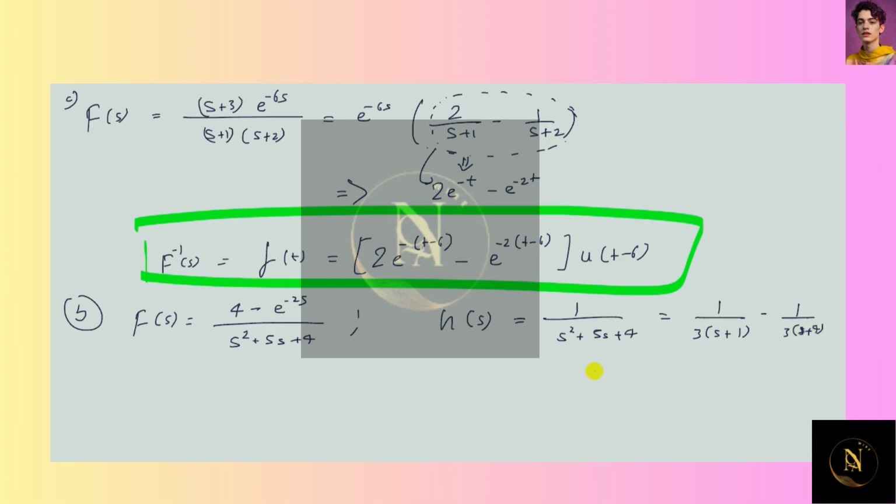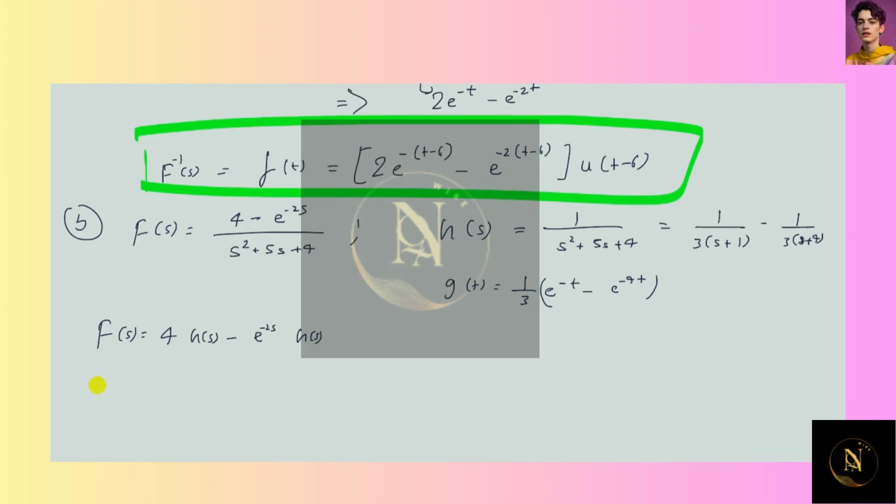Now we can find the Laplace inverse. So g(t) is simply 1/3 times (e^(-t) minus e^(-4t)). Now we have to multiply it with 4, and this term, so we can write F(s) is equal to 4 times G(s) minus e^(-2s) times G(s). So we can write f(t).